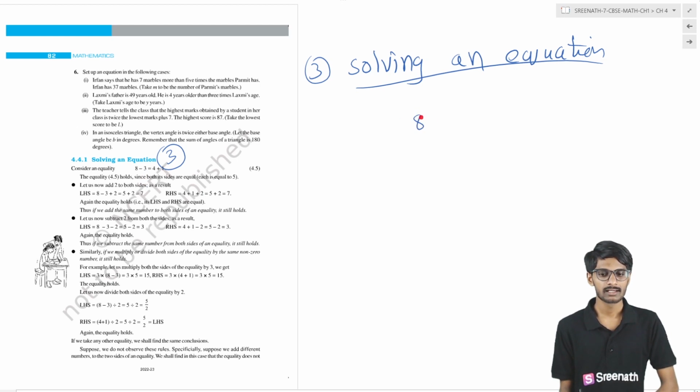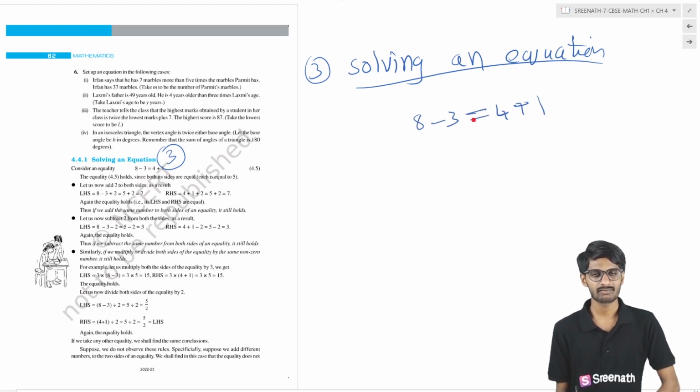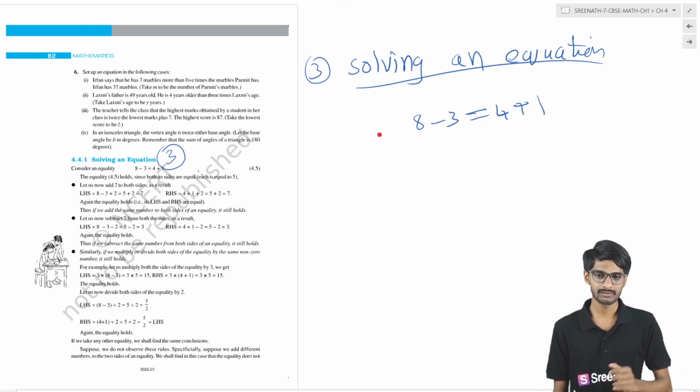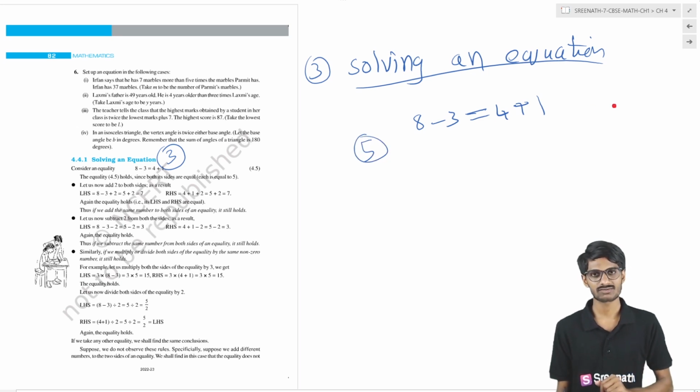Suppose you take 8 minus 3 equal to 4 plus 1. Basically, there is an equality. This is an equation, and the left hand side must be equal to the right hand side. If you clearly see, 8 minus 3 equals 5 and 4 plus 1 equals 5. So both are equal.